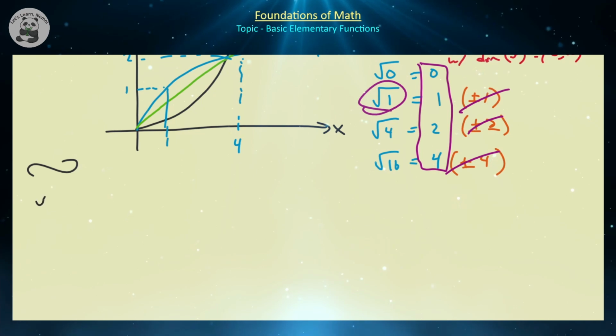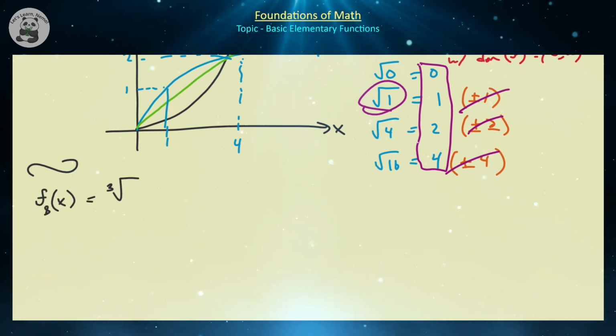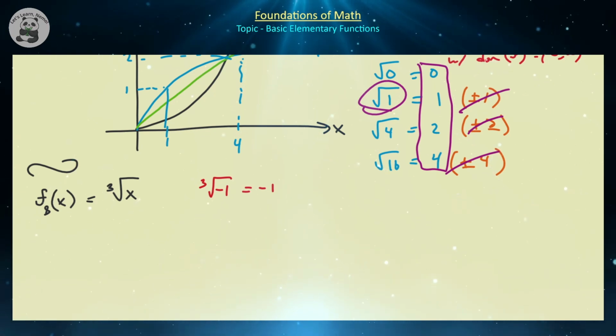Another expression that is very similar to square roots is the cube root of a number x. So what is the cube root? The cube root of a number, for example, -1, is going to be a number such that when you cube it, you get -1.